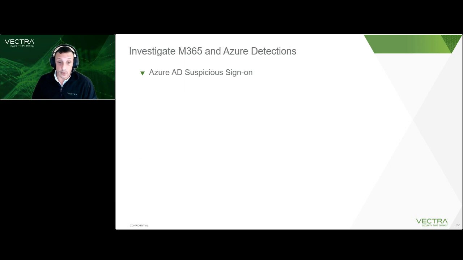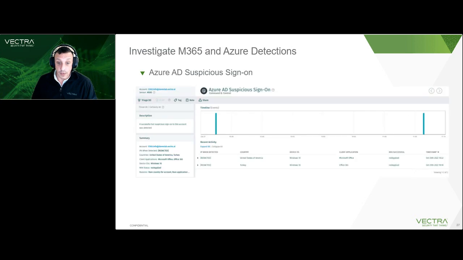So firstly, we're going to look at the Azure AD suspicious sign-on. As we can see in the slides, we have a detection for a single account that is triggered on 2 Azure suspicious sign-on activities from 2 locations in the world. We have the United States of America and also Turkey. Now we can see that these have happened in a relatively short space of time compared to each other. We can also see that MFA has not been applied within these detections.